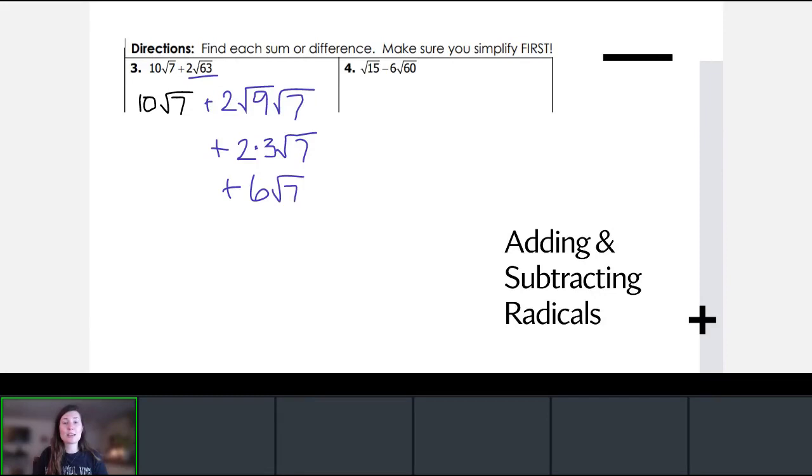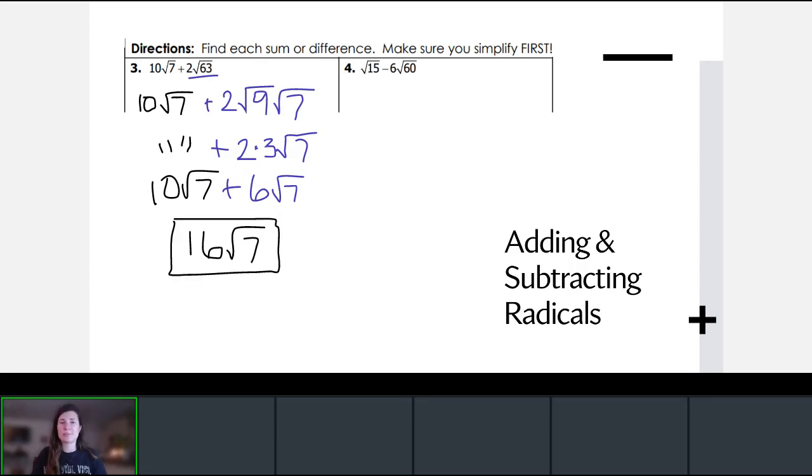So we actually see that we actually do have like terms. We have 10 root 7 plus 6 root 7. How many root 7s do we have total? We have 16 of them. So combining these now like terms, we'll get 16 root 7.